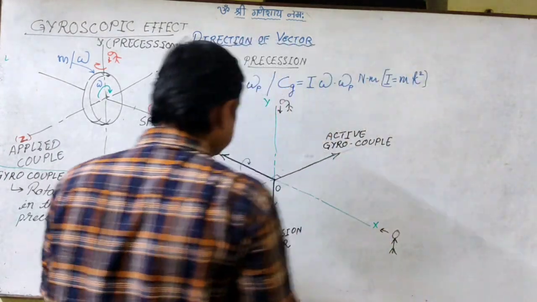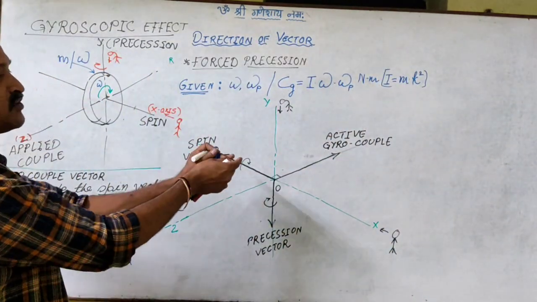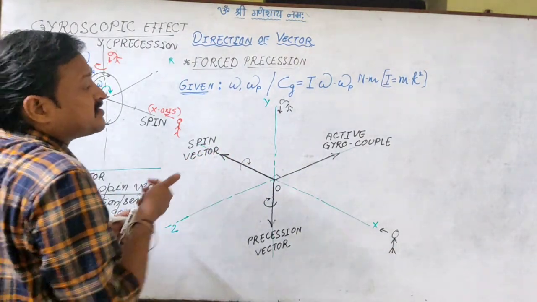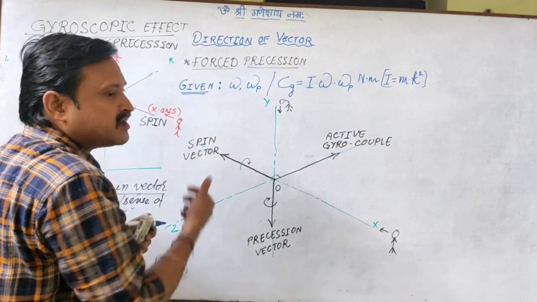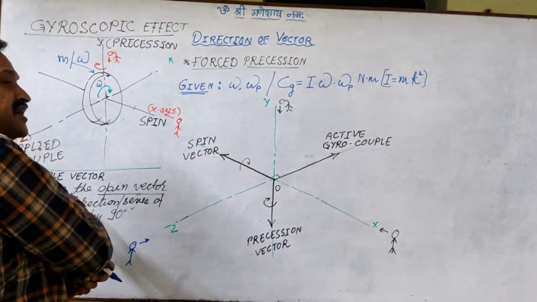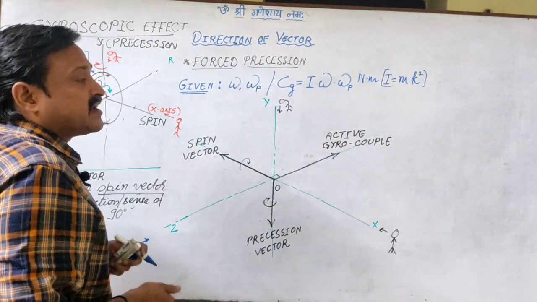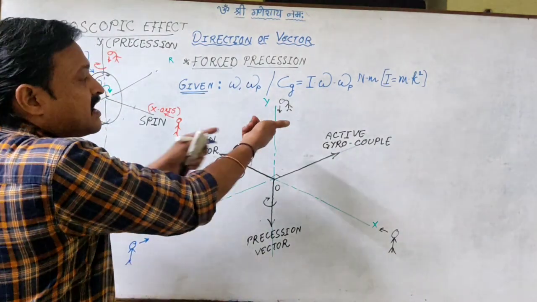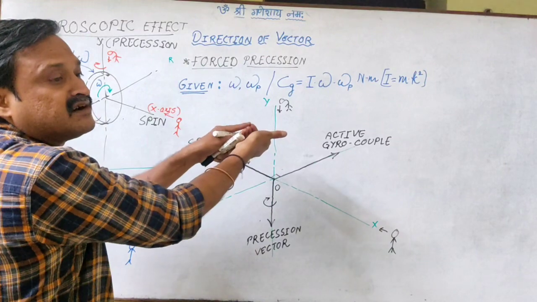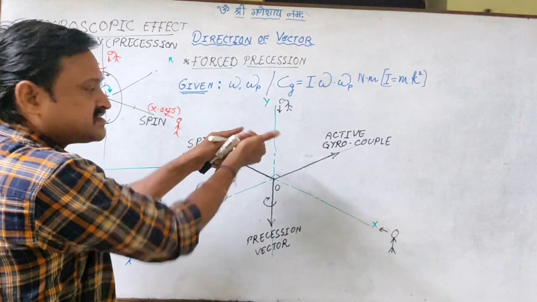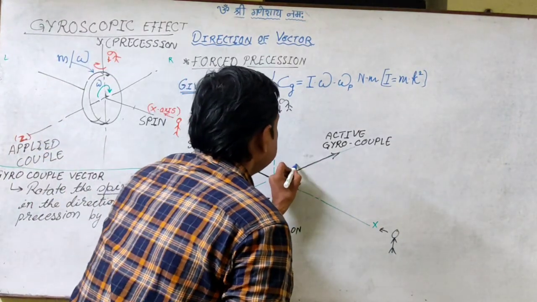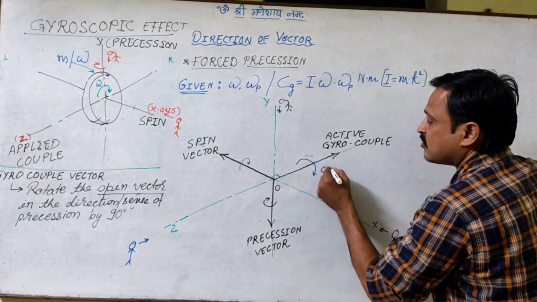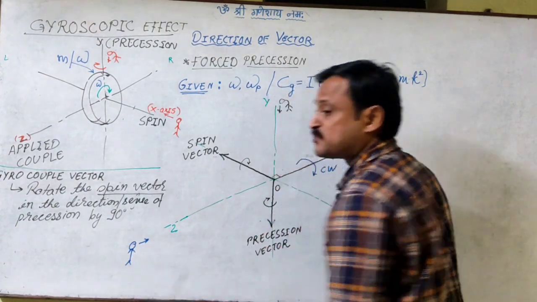If the observer is standing here and looking at the vector, I see that the vector is pointing outwards. So I use my right hand according to the right hand screw rule. Here I will match my thumb with the vector. I see that my fingers are curled in a clockwise sense. That means the gyroscopic couple is clockwise from the observer's point of view.